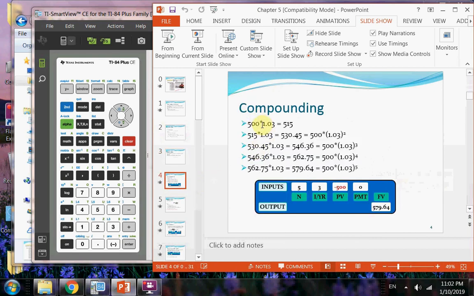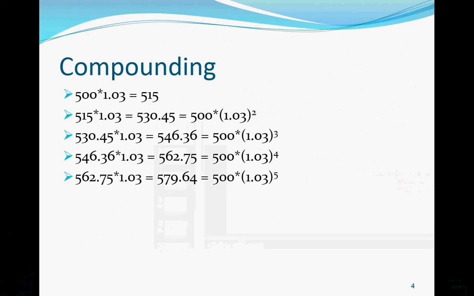You have 500 to start in year 1. You accumulate a 3% interest, and then you get 515. In the second year, you start with 515, you accumulate another 3% interest, and you get 530. This 530 is also 500 times 1 plus interest compounded for 2 years. And you also get the value for the 3rd year, 4th year, and 5th year if you compound it for 3, 4, and 5 years.